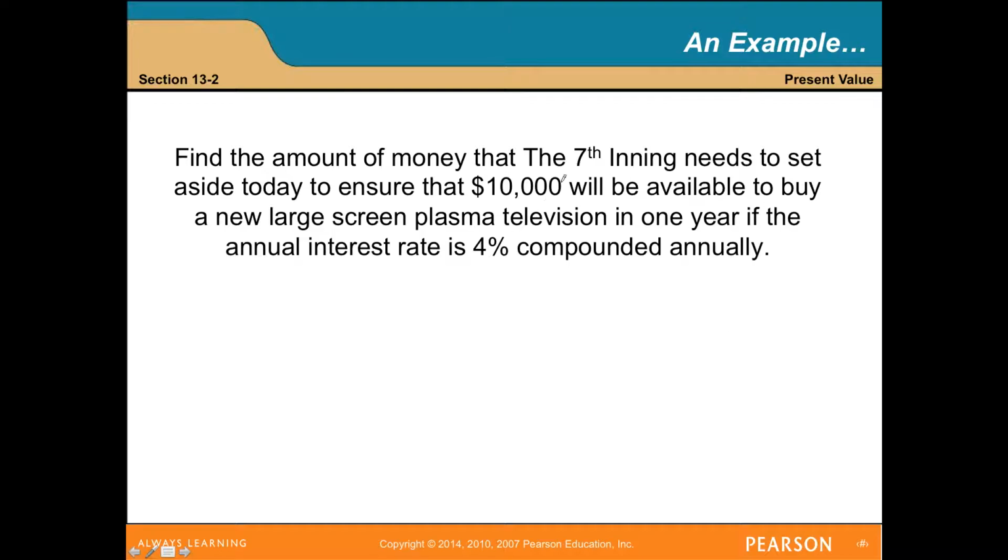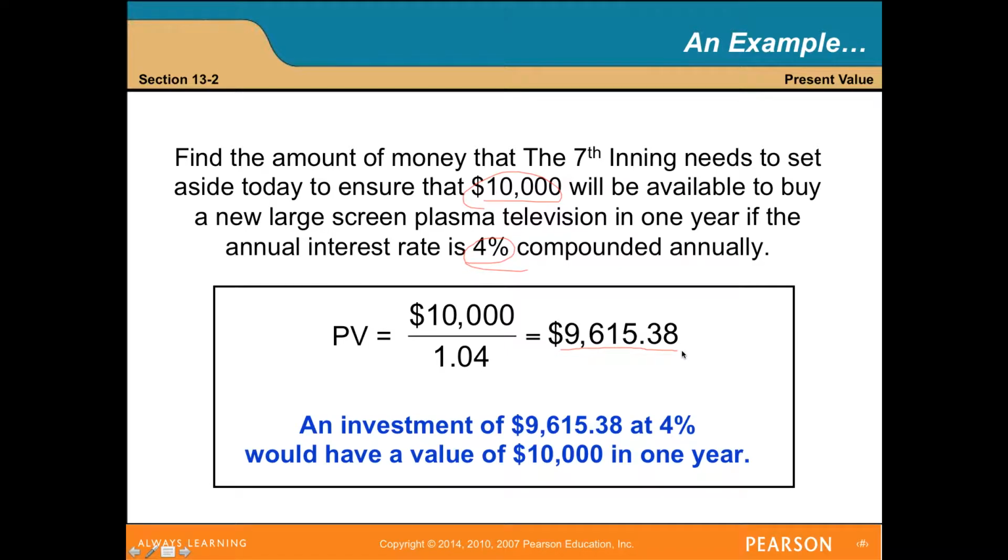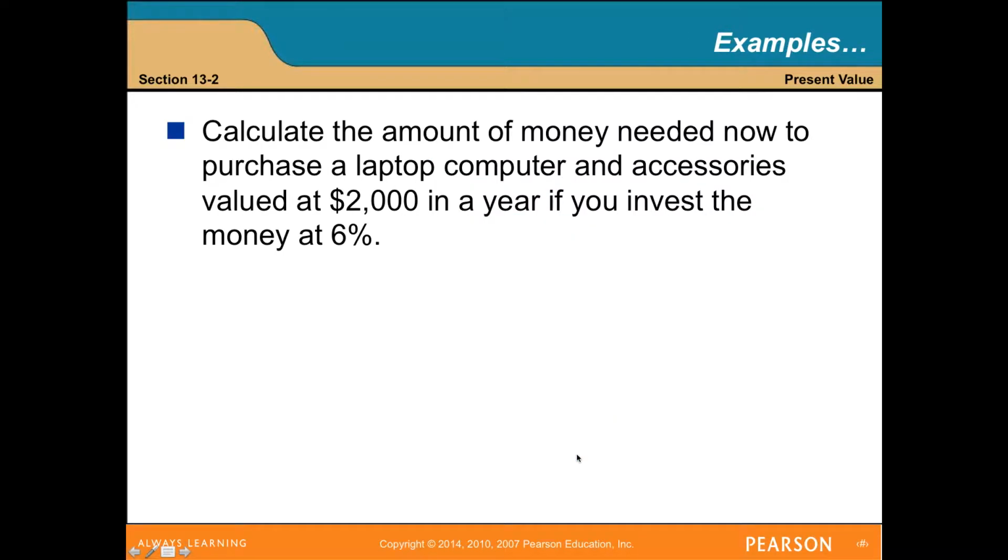Find the amount of money that the 7th inning needs to set aside to ensure that $10,000 will be available to buy a new large screen plasma television in 1 year if the annual interest rate is 4% compounded annually. Present value equals 10,000 over 1.04, which equals $9,615.38. An investment of $9,615.38 at 4% would have the value of $10,000 in 1 year.